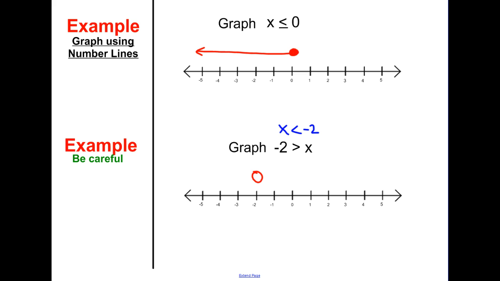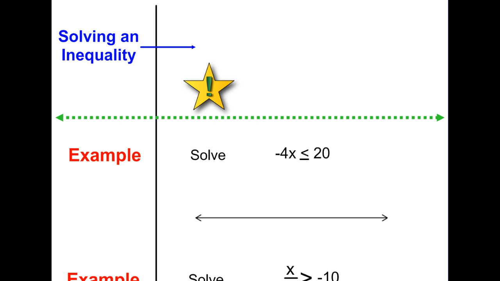Now we go back and we need to find numbers that are less than negative 2. So we know negative 3 is this direction. Negative 3 is less than negative 2, or negative 2 is greater than x, if you do not flip-flop it. That's okay.